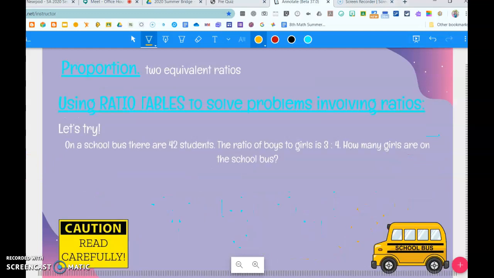All right, so if we use proportions with the ratios, we can solve bigger proportion problems. So if we have a school bus and there are 42 students, okay, and currently we don't know how many are girls and how many are boys on that school bus, but then they give us a ratio of boys to girls. So boys is 3 and girls is 4. They want to know on the 42 person school bus, how many of them are girls.